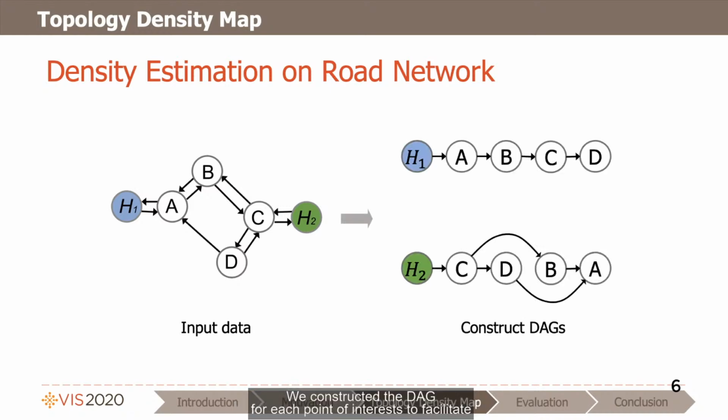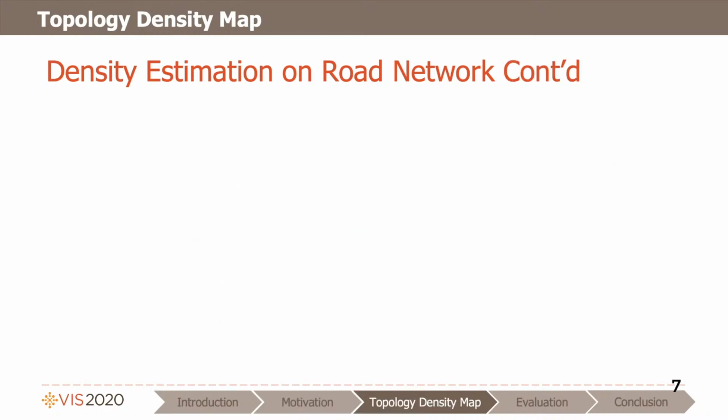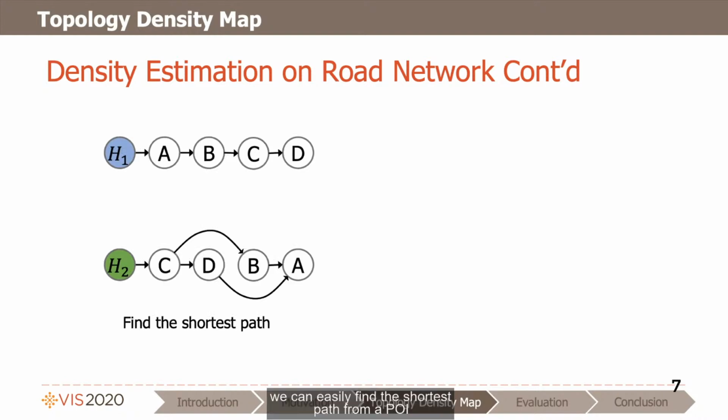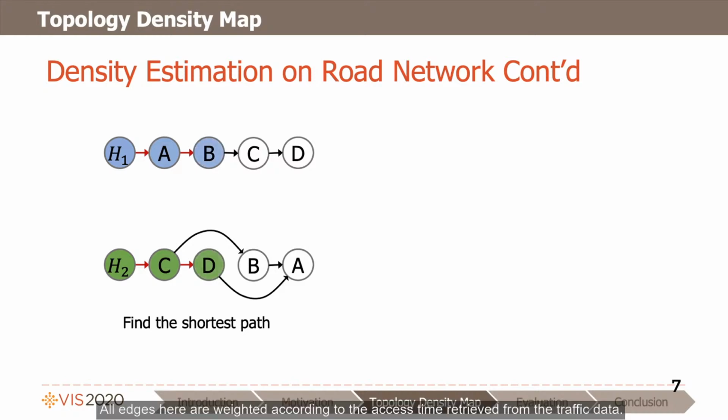We constructed a directed graph for each point of interest to facilitate the accessibility propagation estimation. Each directed graph starts from the corresponding point of interest and connects all intersections by directional road segments, and the edge direction indicates the travel direction of the corresponding road segments. Given a directed graph, we can easily find the shortest path from a point of interest to all vertices using the Dijkstra algorithm. All edges here are weighted according to the access time retrieved from traffic data.